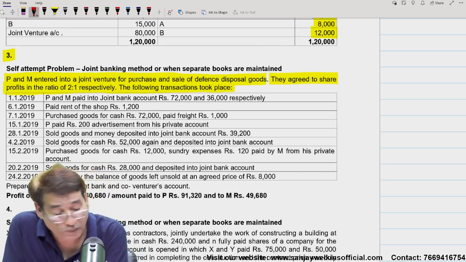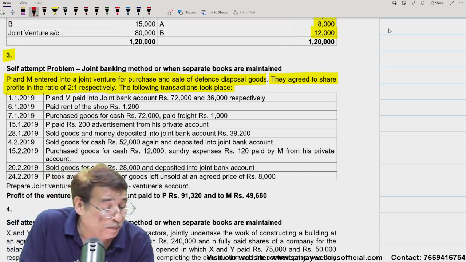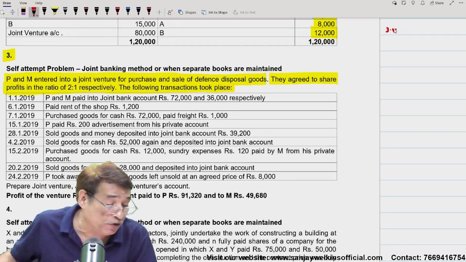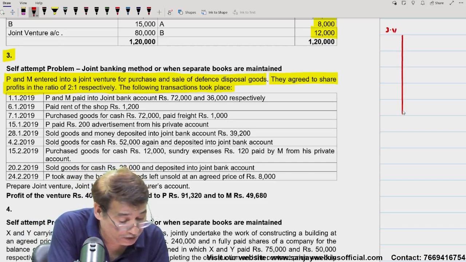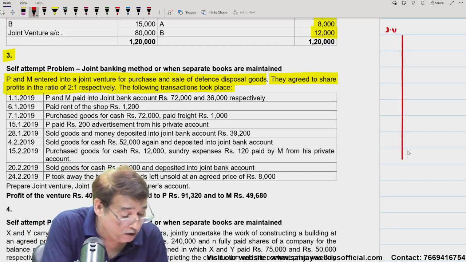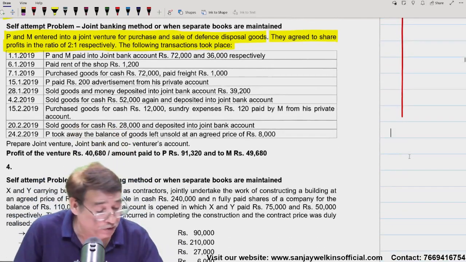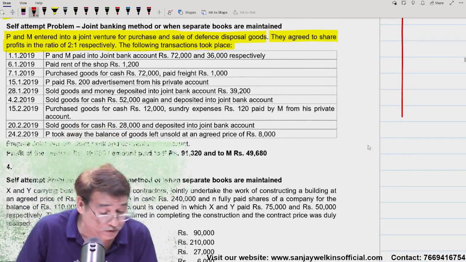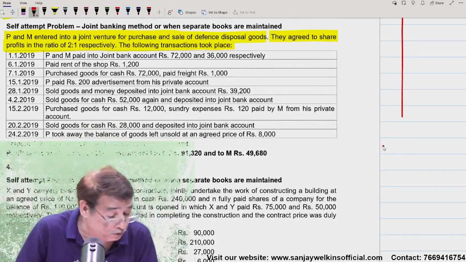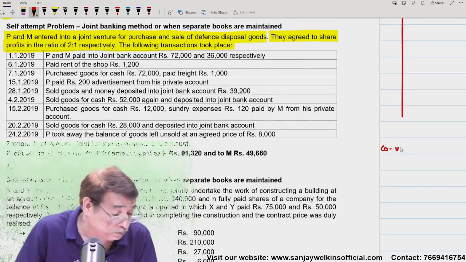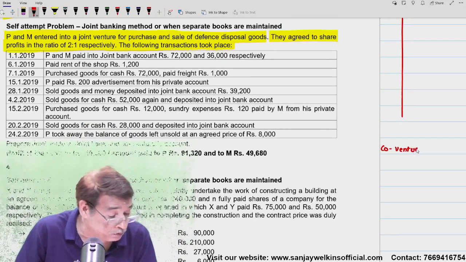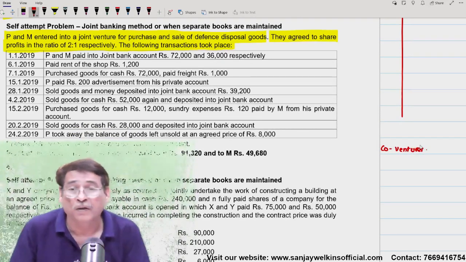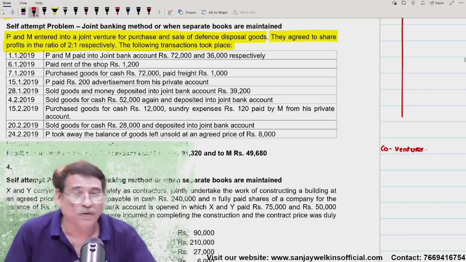So now, just to make the point a little bit clearer, I will prepare a joint venture account. This is the joint venture account, correct? And besides the joint venture account, I will prepare this time a co-venturer account. There are two co-venturers. So co-venturer account.